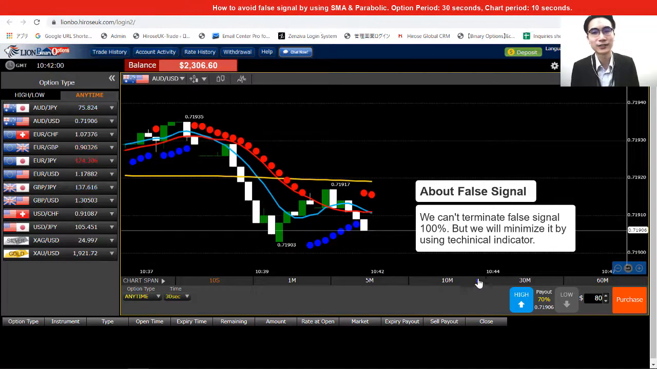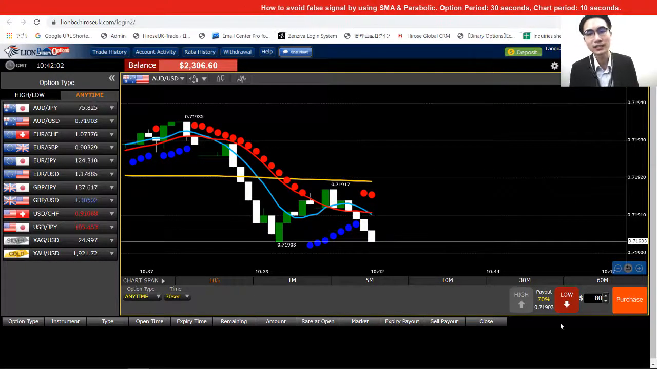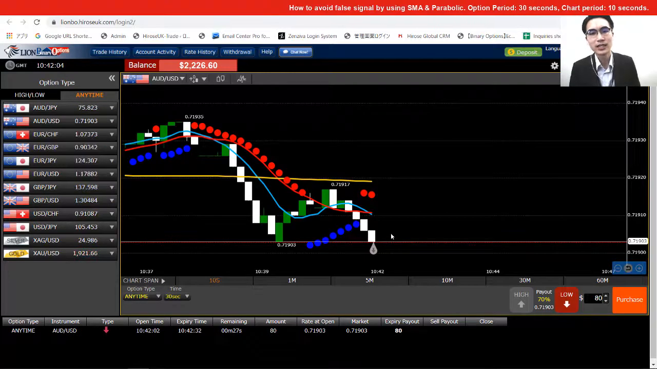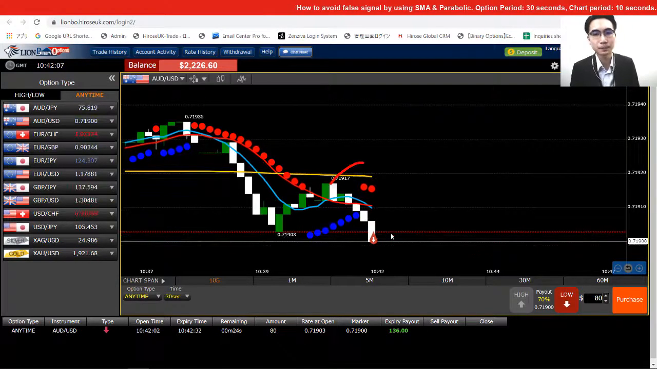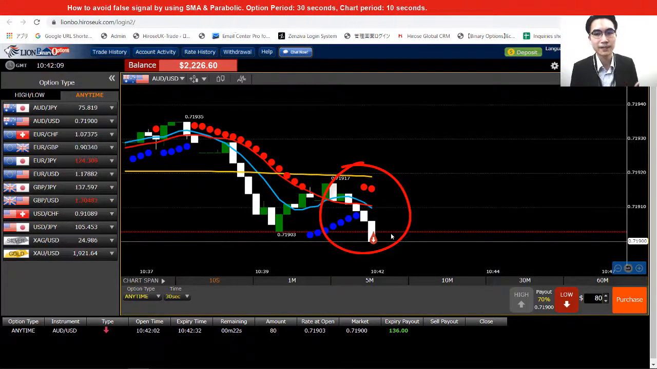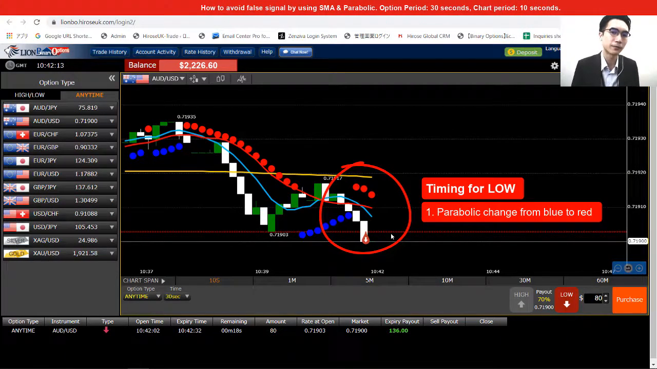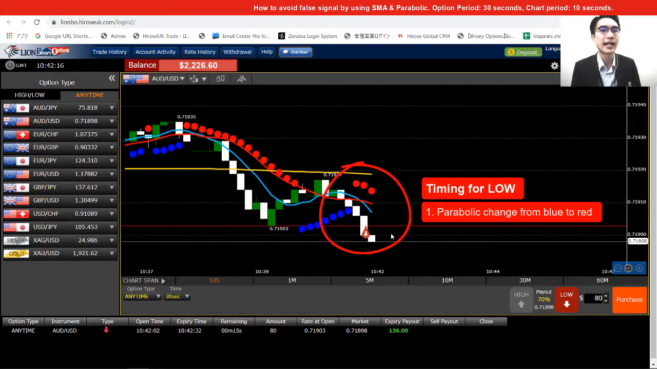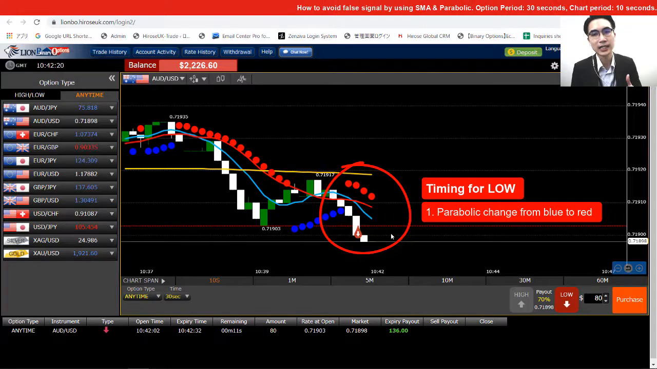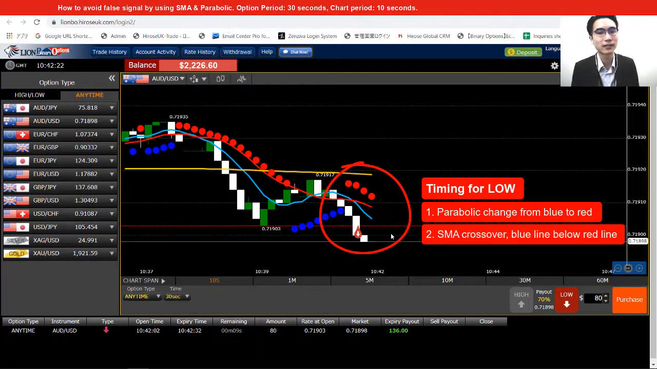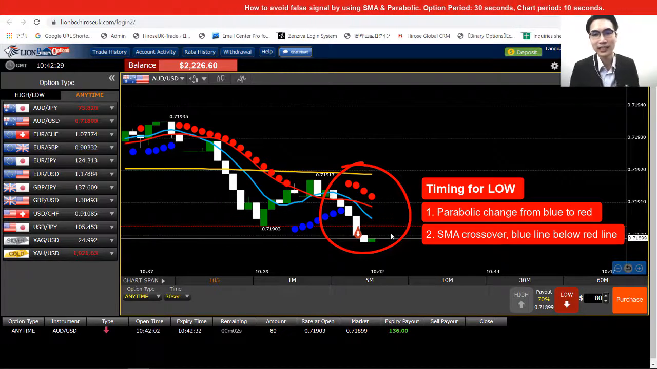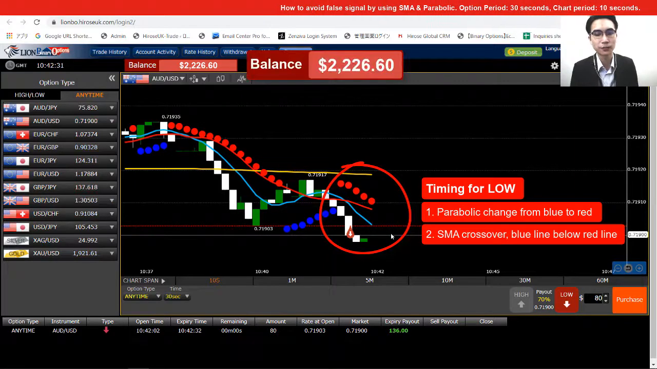So that's what you need to know, and well, just try to make a few more trades to get back the loss. Okay, so well, I'll make another trade here. So again, there's a bearish formation, so an upward movement has changed to a downward movement by looking at the parabolic, and then the simple moving average crossover, and I have a blue line below the red line, and that's why I opened a low option.